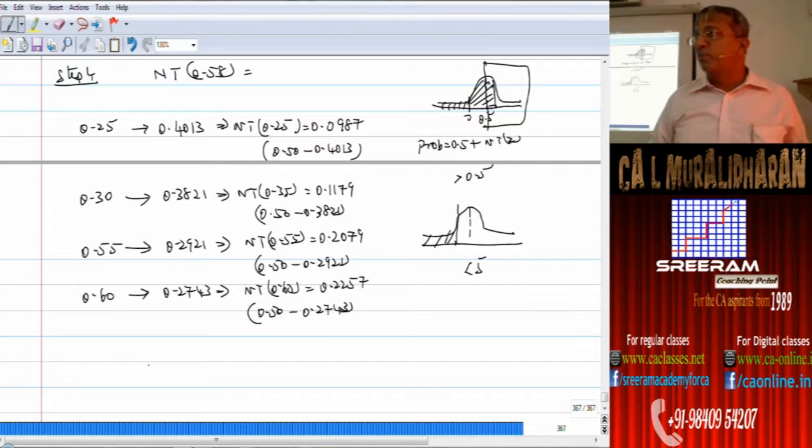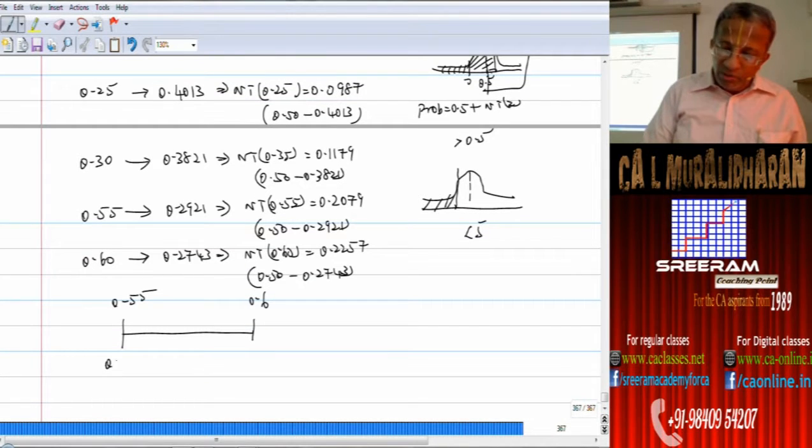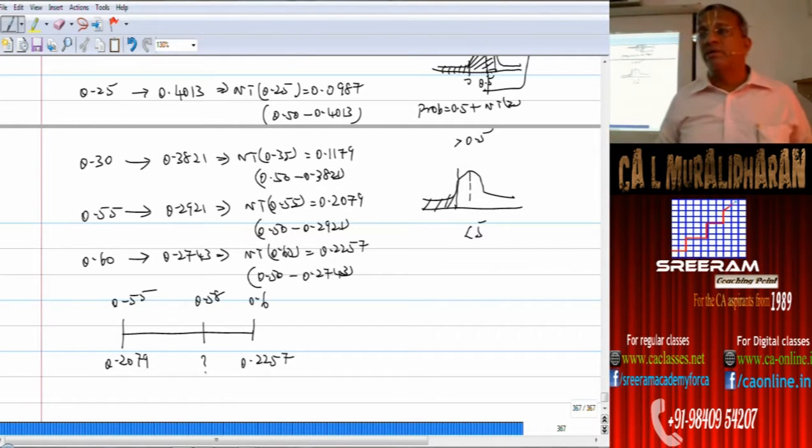That being interpolation. That is the way we will be arriving at the IRR. How have we arrived at it? So 0.55 and 0.60, their values are 0.2079 and 0.2257. So for 0.58, which is closer to 0.6, what is the value that we will be arriving at?